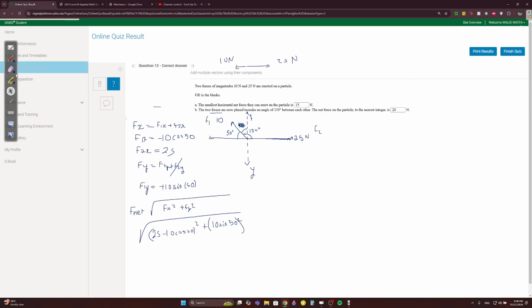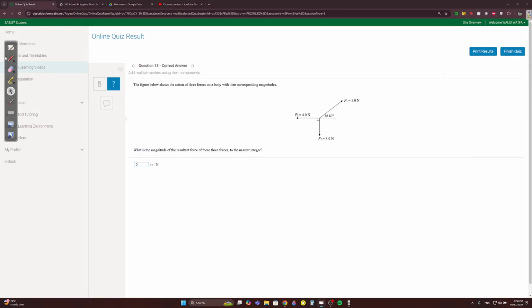Question 13. What is the magnitude of the resultant force of these three forces to the nearest integer? 0? Really, 0? Let me see here. I guess we obviously have to solve it. So first, we can resolve F1. Let's resolve it into its components.